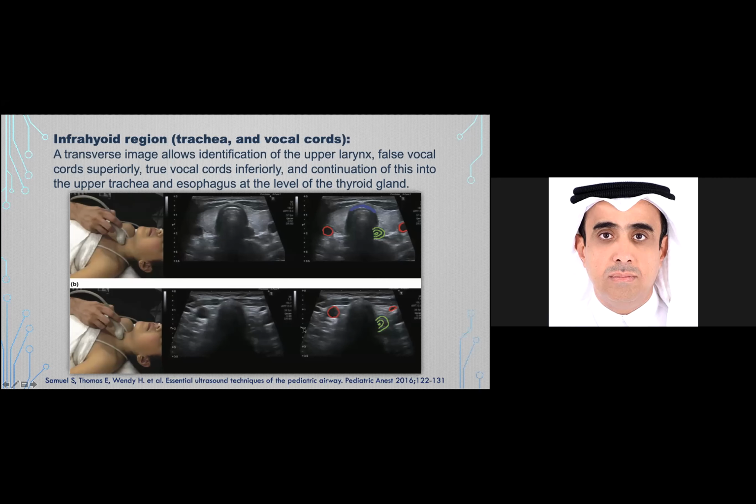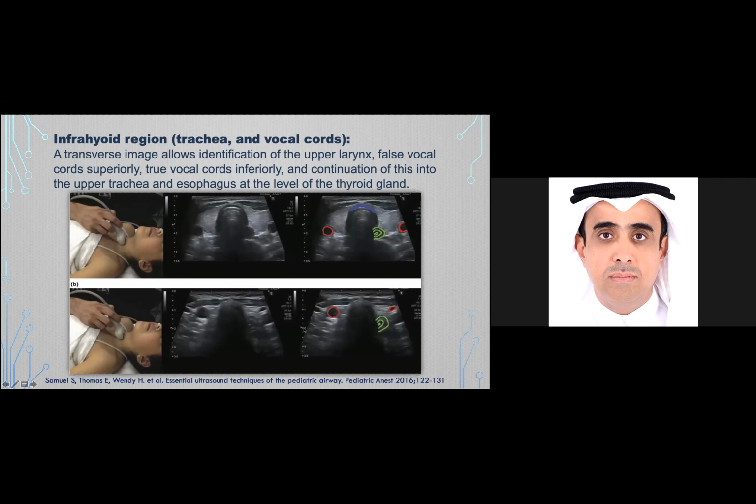We can also shift our probe slightly to the left, and here we see a muscular structure in the middle of the picture, lateral to the trachea. This is the esophagus, which we here highlight in pink. It becomes even more apparent as the model swallows and we can see the peristaltic movement. This can be useful to identify in order to rule out an esophageal intubation.